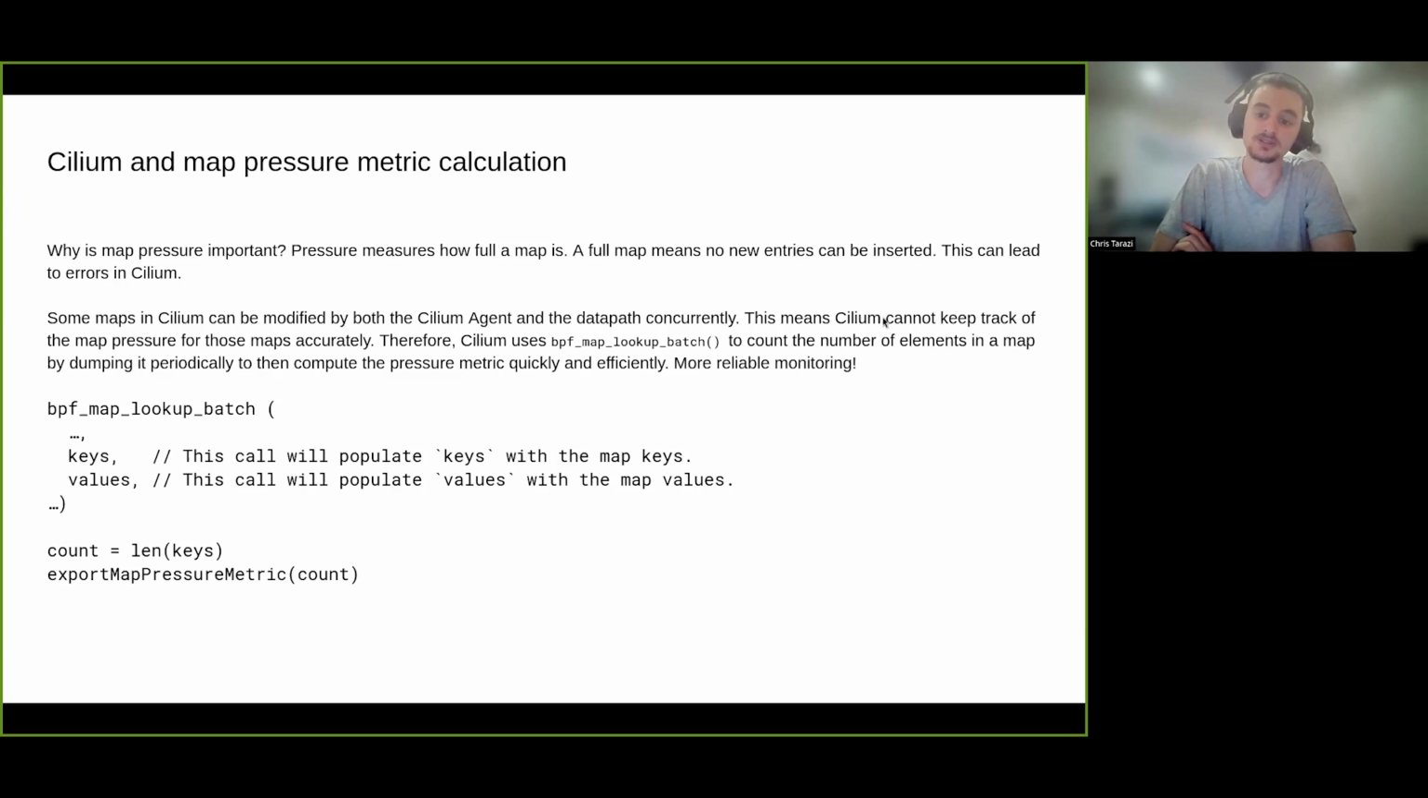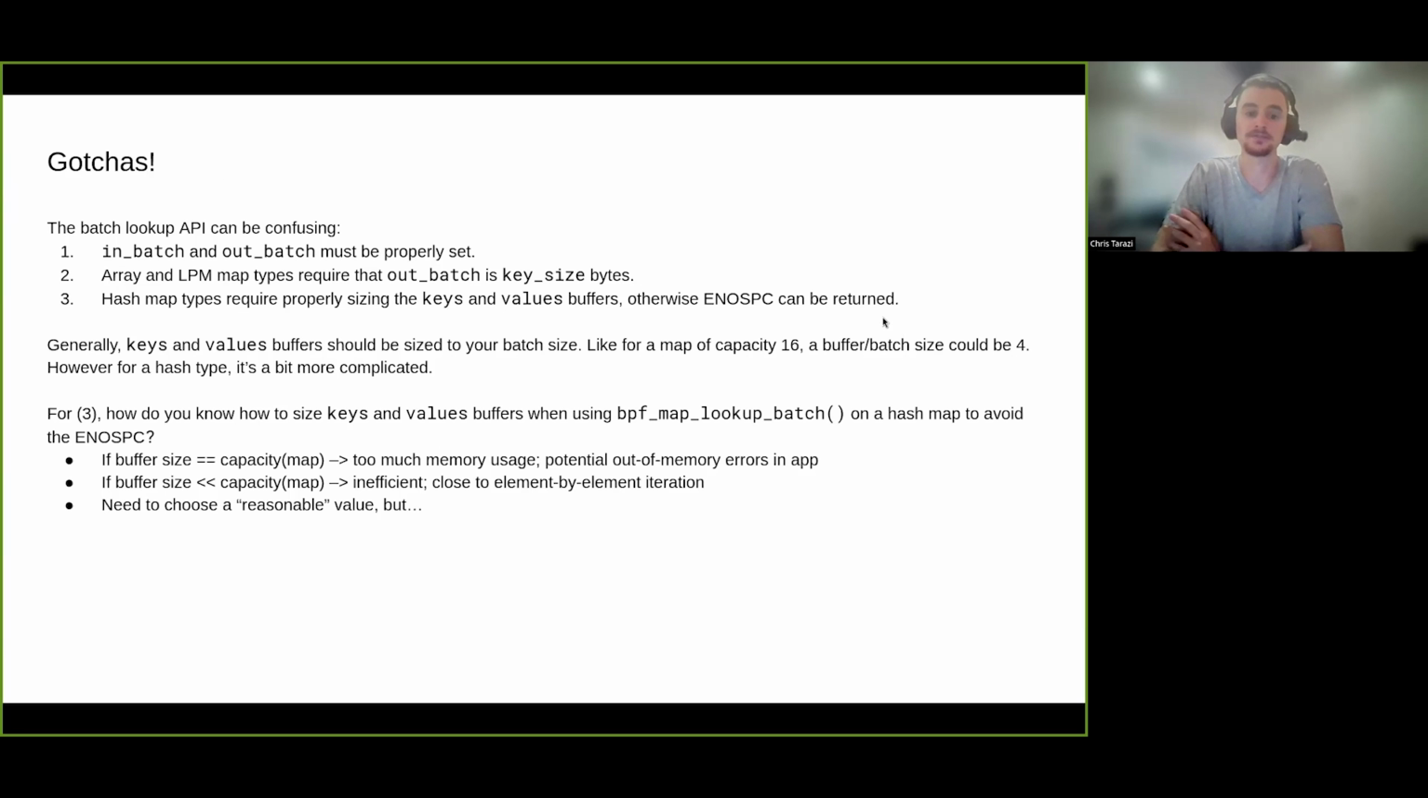However, to use the batch lookup, Cilium must provide a buffer to store the keys and values of the map. But how do you know how to size these buffers? This is where we get into the gotchas. The gotchas of the current API is that it requires you to know some implementation details of particular map types in the kernel. We'll dig into case 3 here because maps of type hash tend to be the most commonly used type, but we'll come back to cases 1 and 2 later.